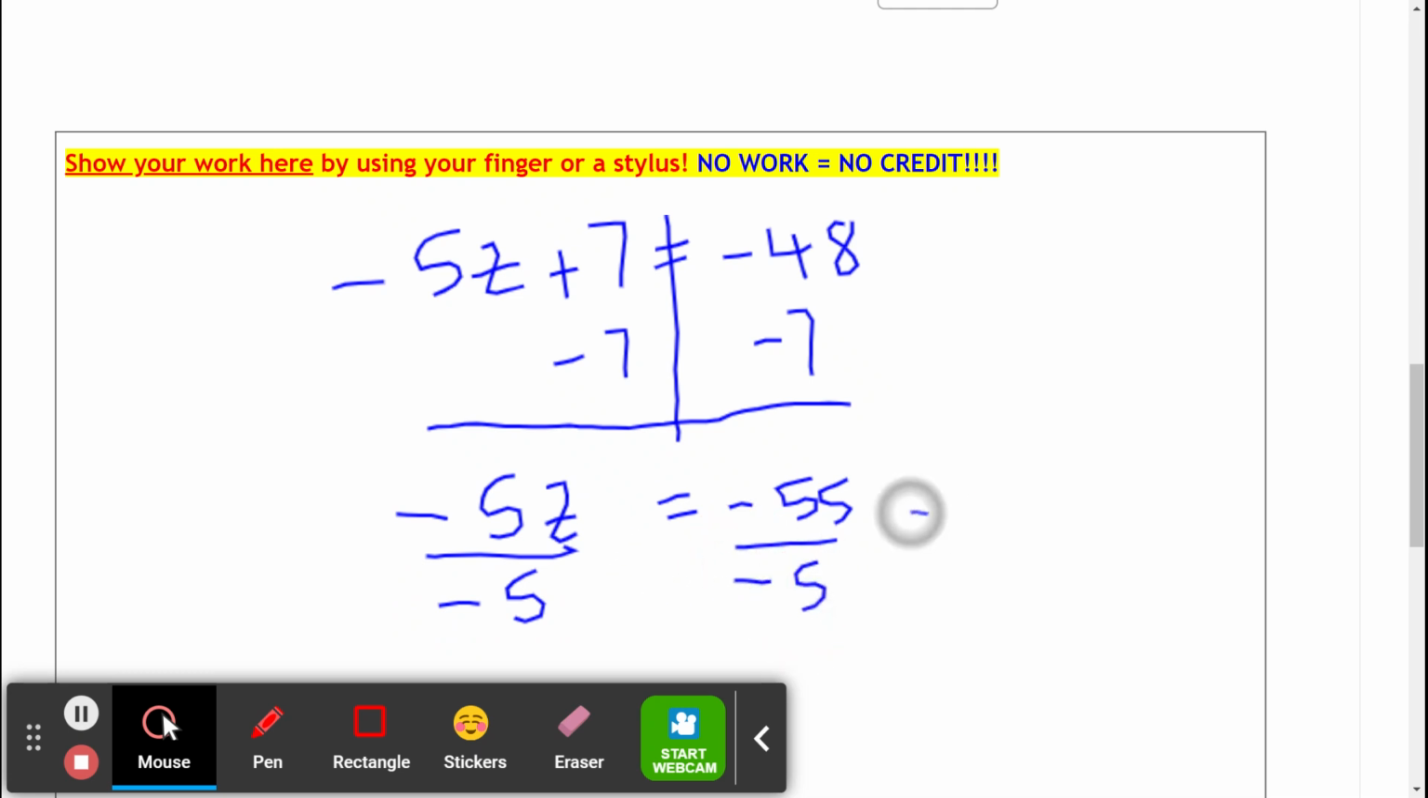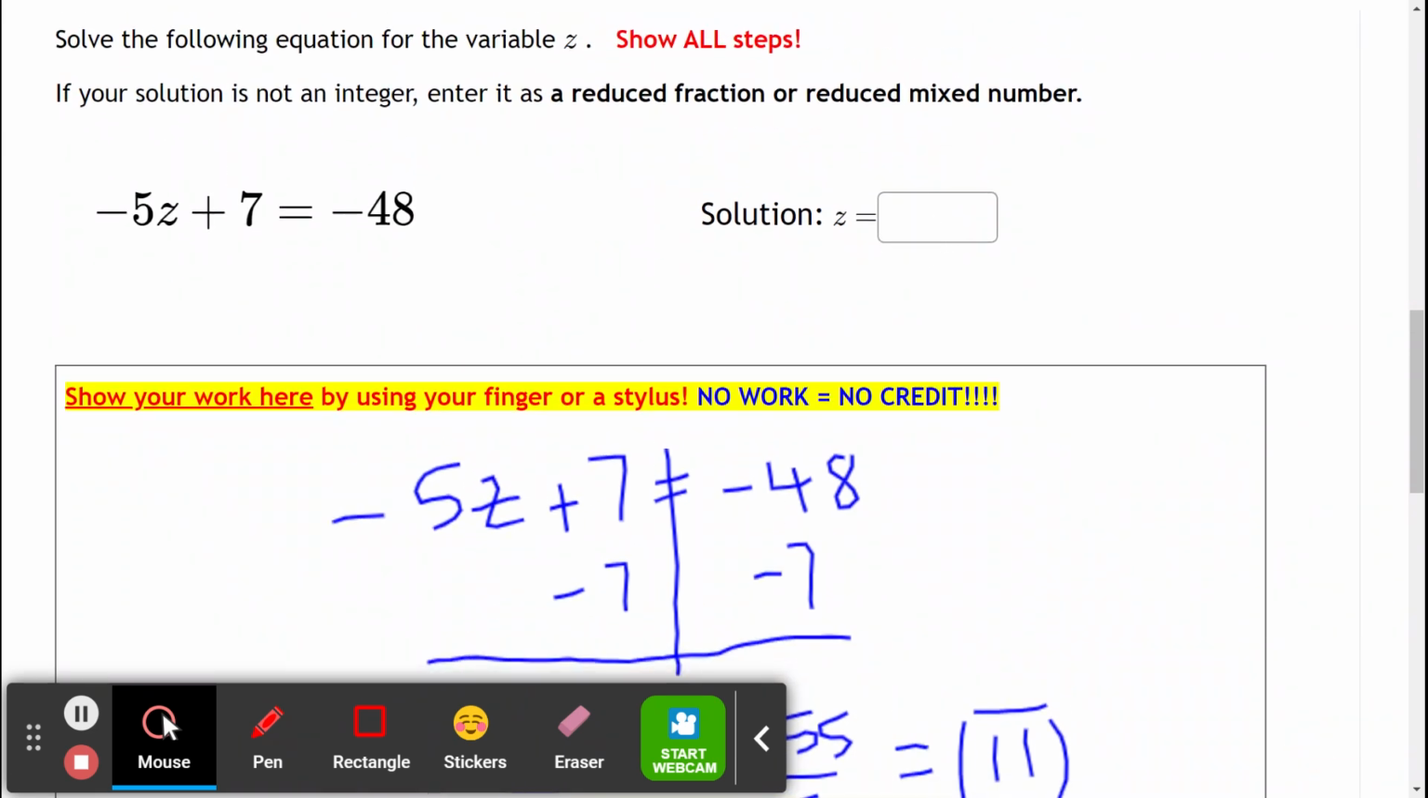And so negative 55 divided by negative 5 is positive 11. And that should be our answer. It looks like a little face almost. So that should be 11.